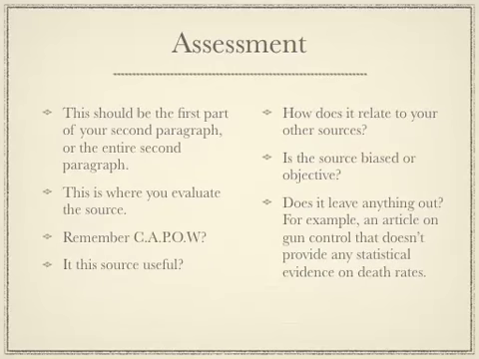Okay, so the second part is the assessment. This should be the second portion of your annotated bibliography or an entire second paragraph. And this is where you're going to be evaluating the source. What you can do is go back to our Kapow strategy. So remember we talked about things like the currency of the article. When was it published? What writing style is being used? Was this source useful for you? How does it relate to your other sources that you found? Is the source biased or objective, or does it leave anything out that you think would be pertinent?